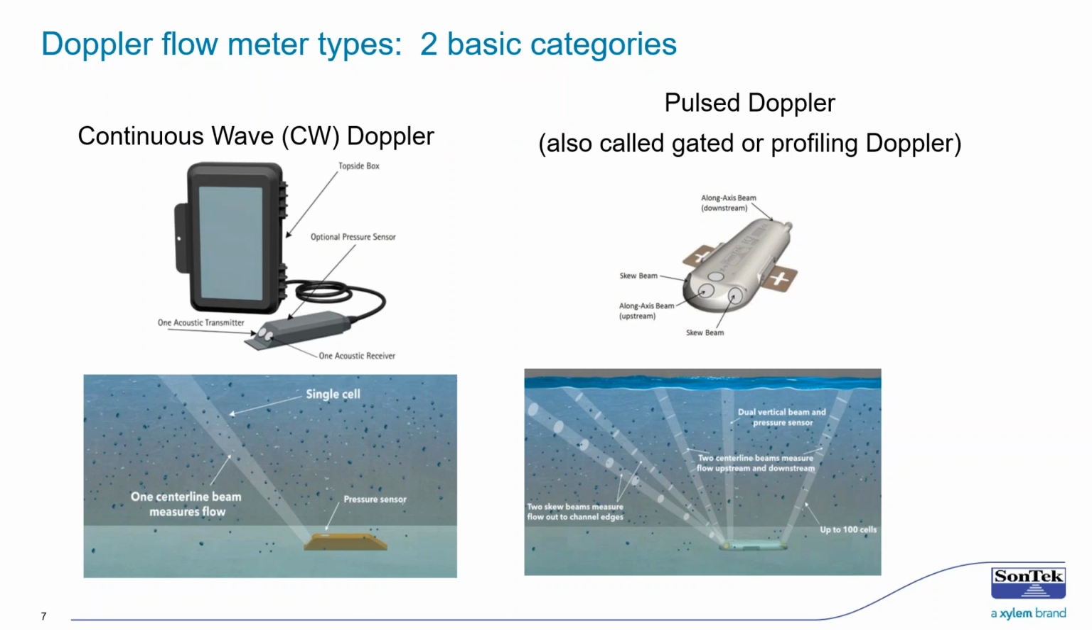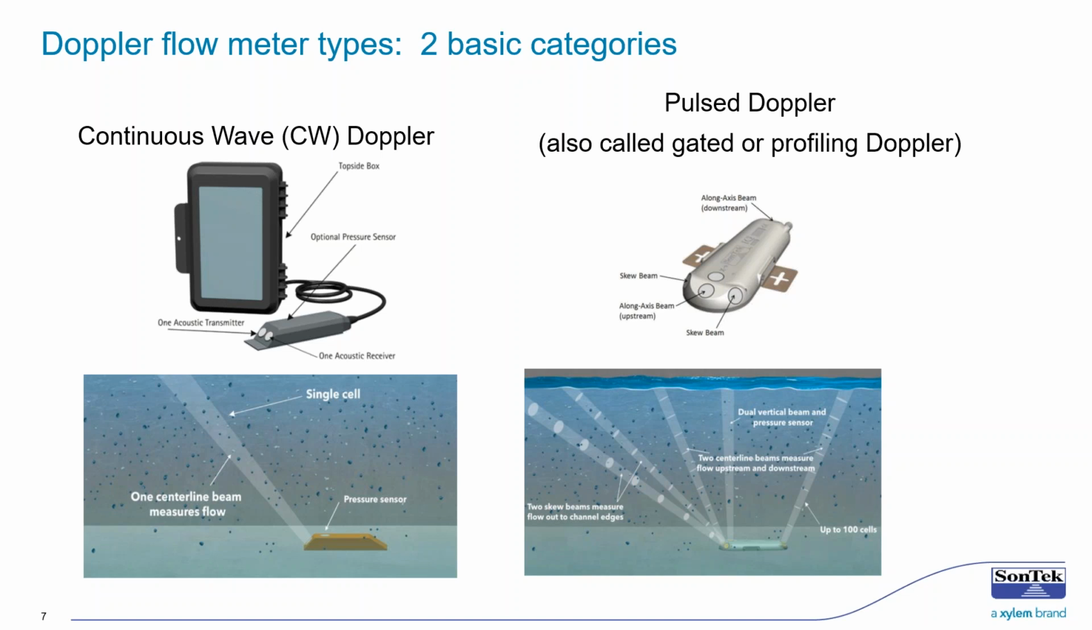All right, so when we're talking about Doppler meters, we're talking about two basic categories. There's what's called the Continuous Wave Doppler, and we abbreviate that CW sometimes. Show that here on the left. And it's usually a small sensor with a couple different transducers on it, and oftentimes there's a topside electronics box that goes with it. And I'll dissect this more in just another slide.